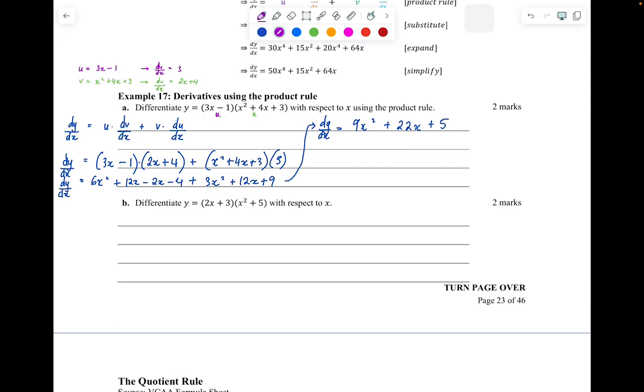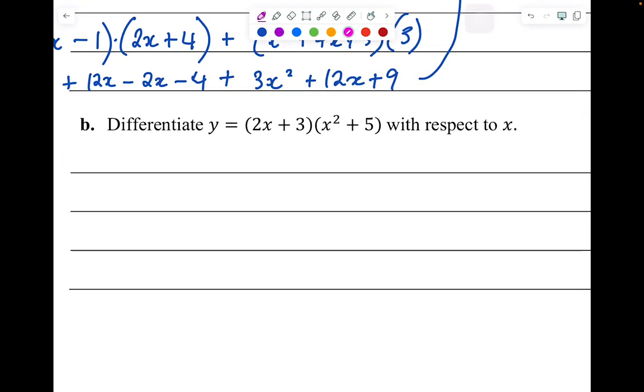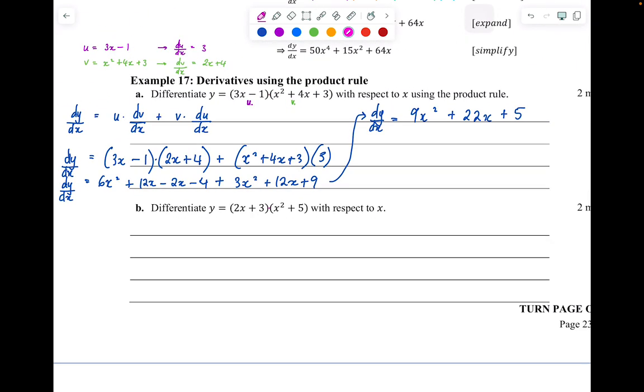Now, in terms of identifying u and v, it's easy for us to identify that this is the product rule because in between you can see that there's a times. So that's what you're looking out for in each of these questions. You ask yourself, what's in between the functions? So what's in between each bracket? Oh, there's a times. So times meaning that we need to use the product rule. Product being associated with multiplication.